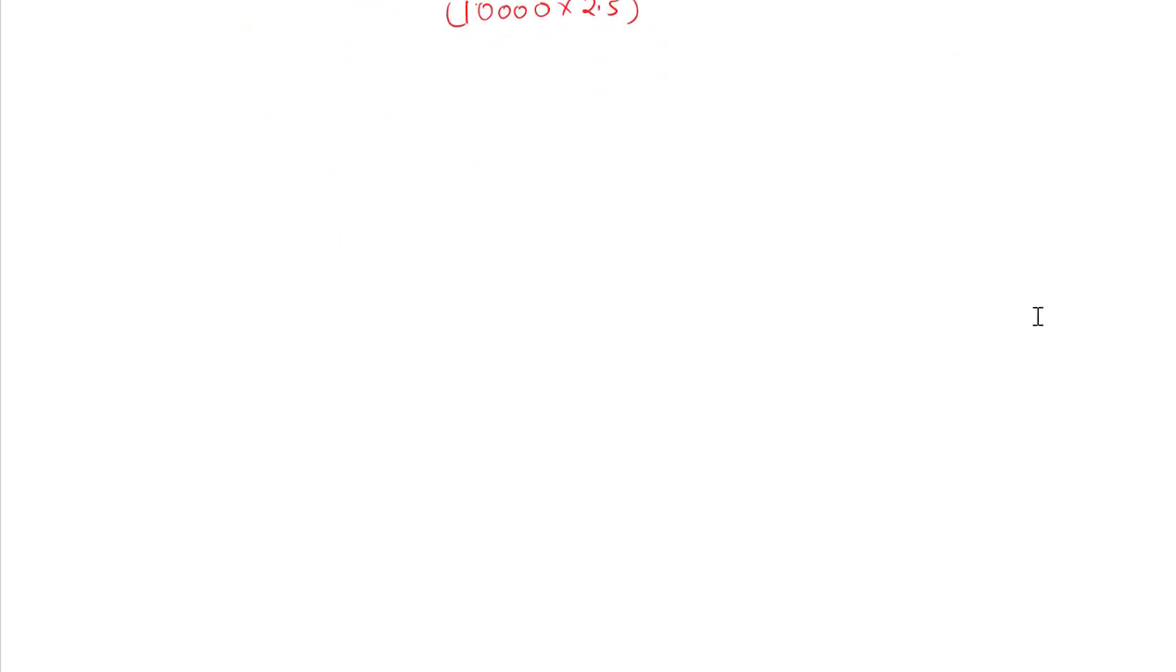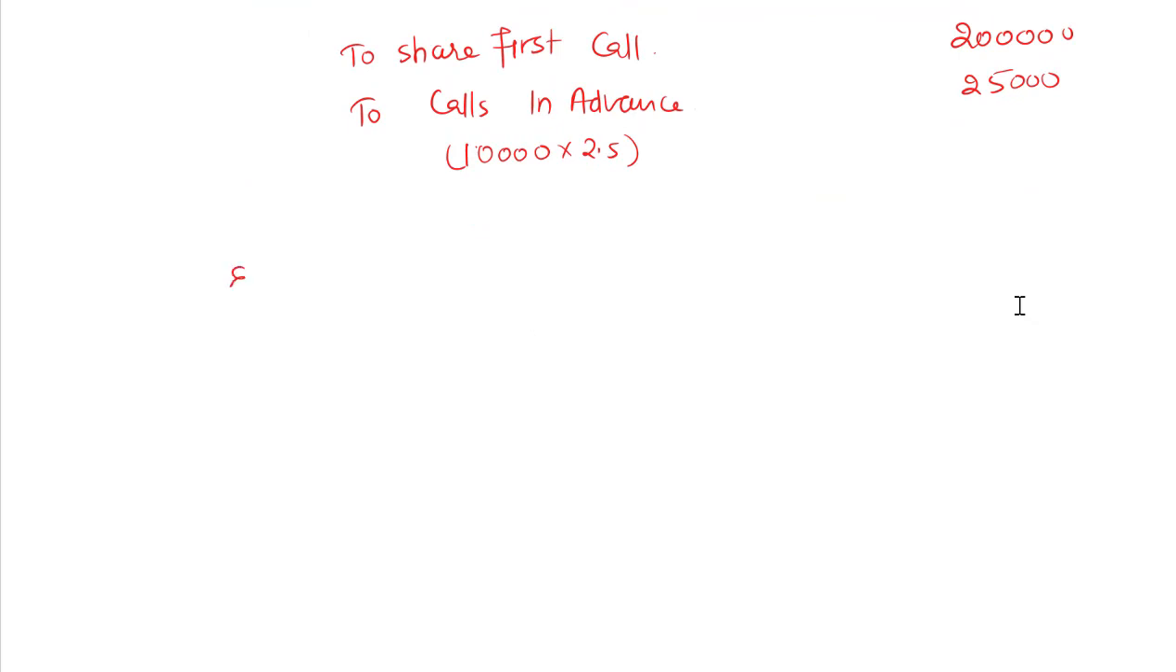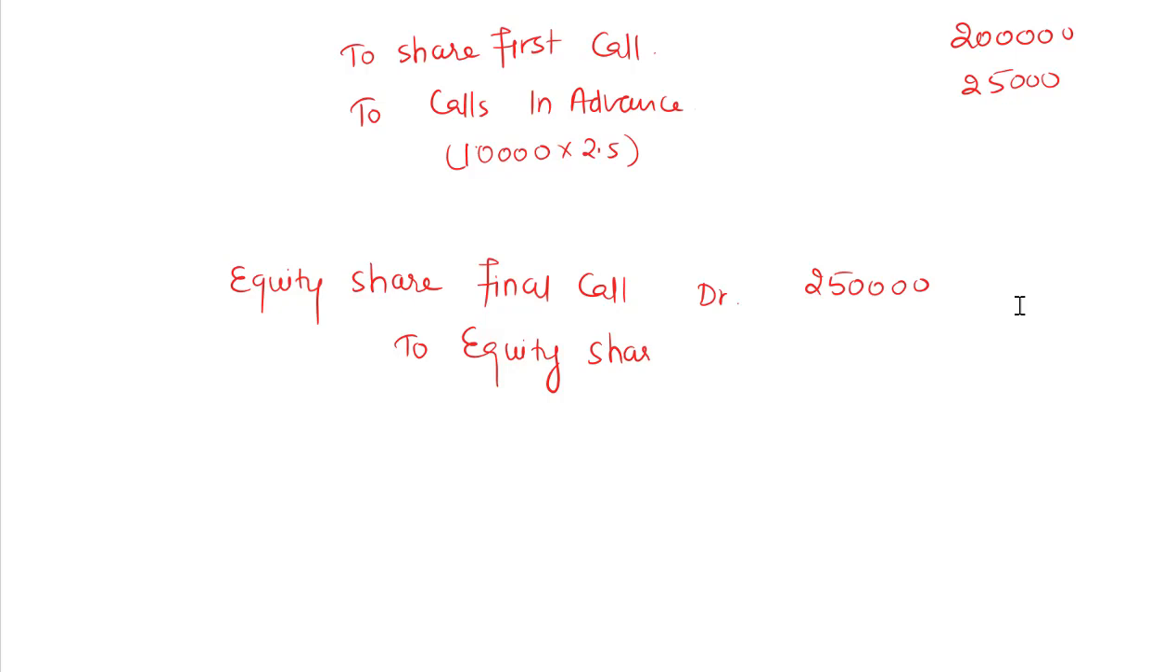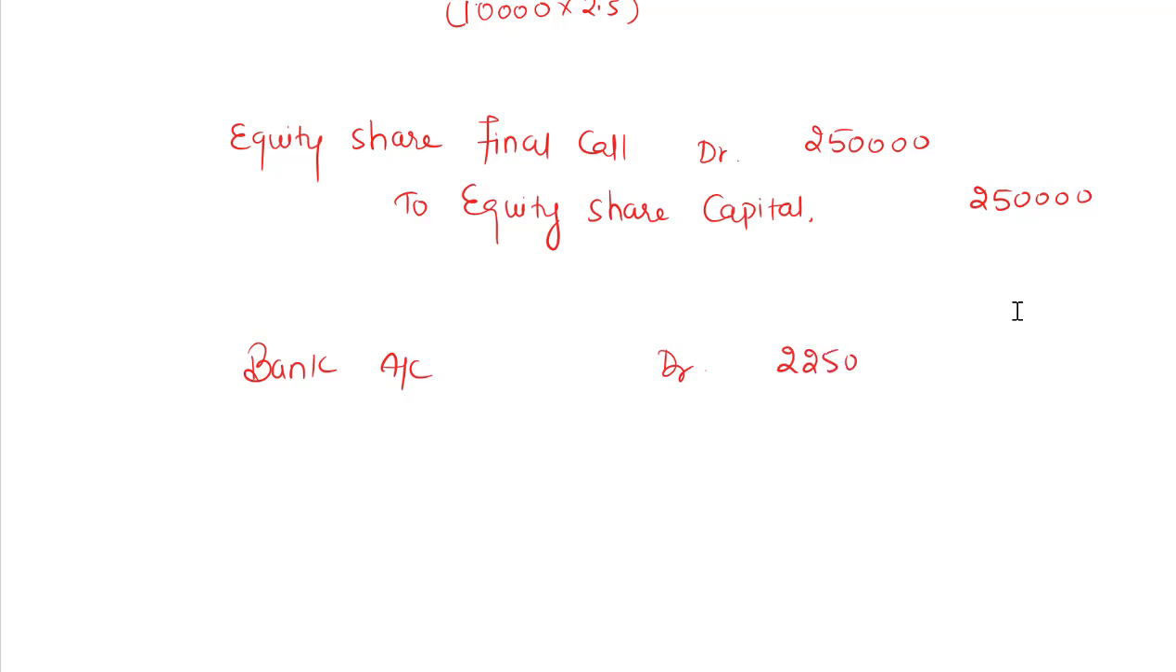Last and final call. Equity share final call account debit 2,50,000, 1 lakh multiplied by 2.5, to equity share capital 2,50,000. Next is bank account debited 2,25,000. Calls in advance, that is 25,000.